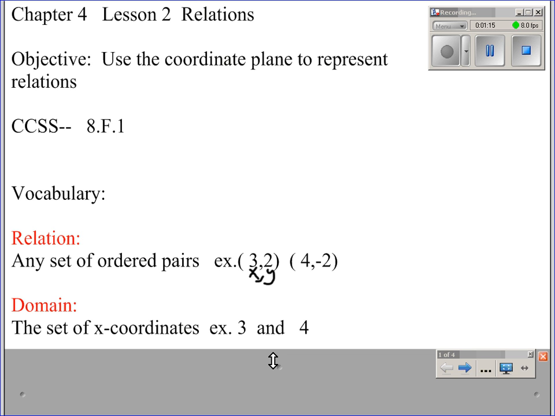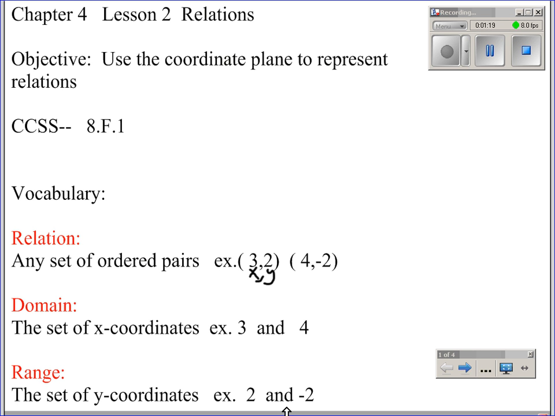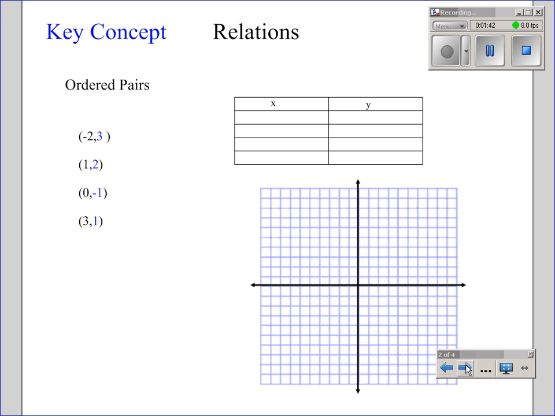And our third and final definition for this lesson will be range. And range is simply the set of the y-coordinates. So in our example of the ordered pairs, our range would be 2 and -2. Okay, you can pause, and once you are done with the definitions, you may continue the video. We're going to go into examples now.